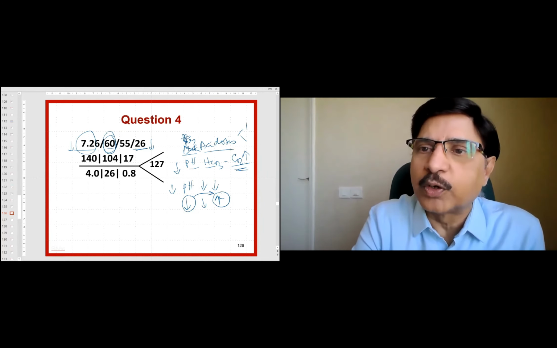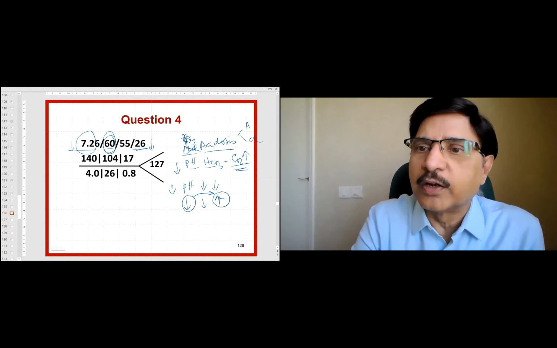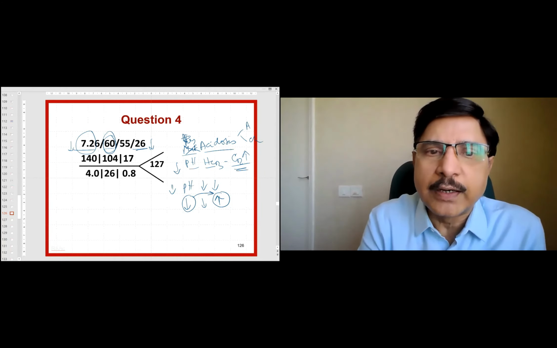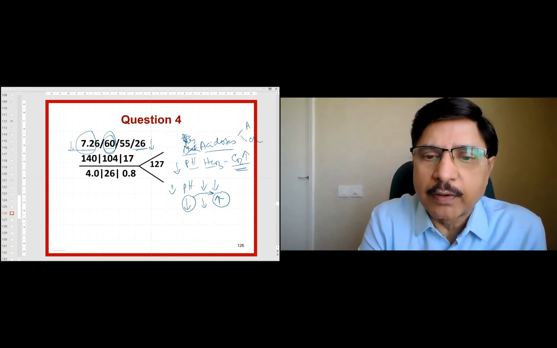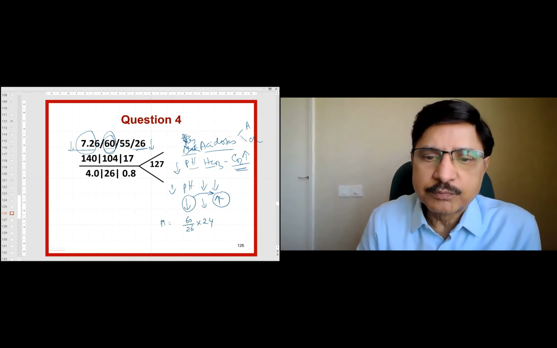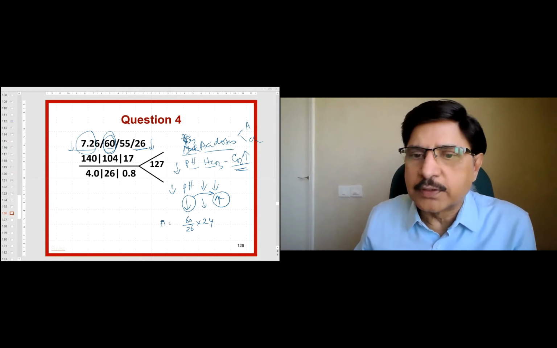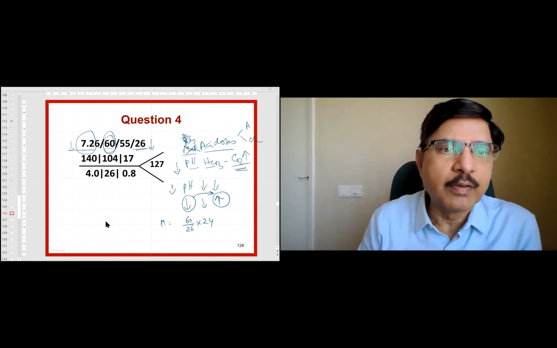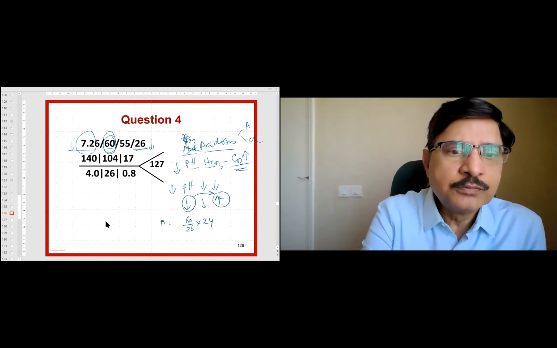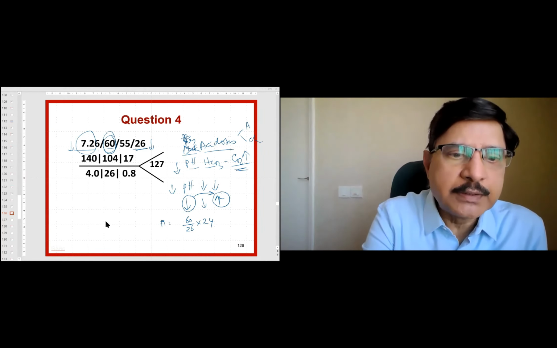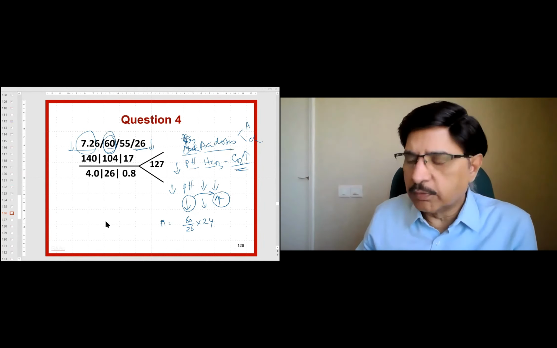Then again there will be two types. If it is respiratory, acute and chronic. We will verify the data. H is equal to 24 times 60 over 26. 60 is the carbon dioxide, 24 is the constant, 26 is the bicarbonate. Now 24 multiplied by 60 divided by 26 is equal to 55.